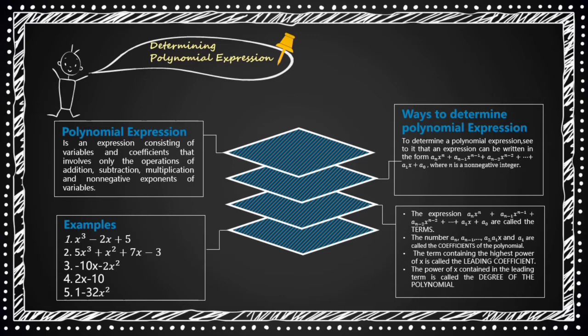The term containing the highest power of x is called the leading term. Remember that the coefficient of the highest power of x is what we call the leading coefficient. And the power of x contained in the leading term is called the degree of the polynomial.